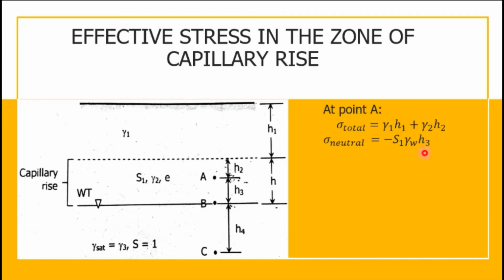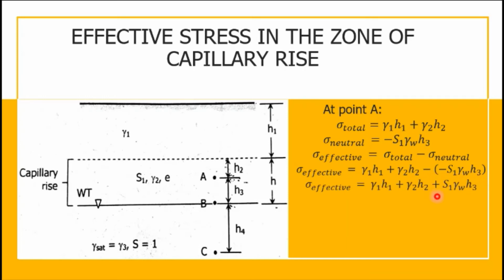So the effective stress is equal to total stress minus the neutral stress. Therefore, the effective stress is equal to unit weight sub 1 H sub 1 plus unit weight sub 2 H sub 2 minus negative S1 unit weight of water H sub 3. And therefore, this will be just plus kasi dinistribute. So that would be the capillary rise. Difference ng computation for the vertical stress: yung neutral stress natin ay nagbabago kapag may capillary rise.